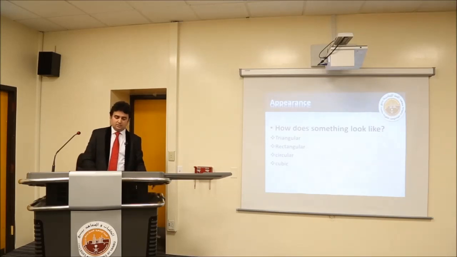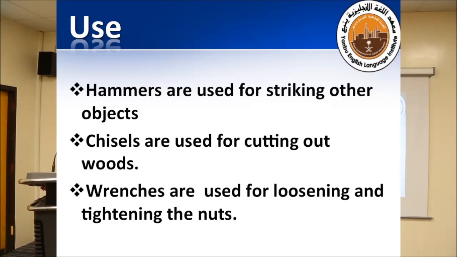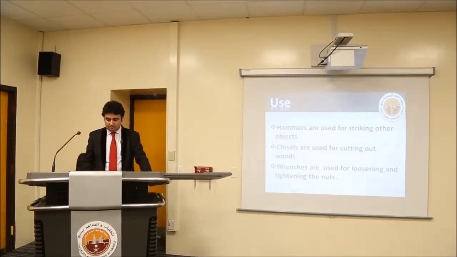And the last thing is, every product has a use. For example, chisels are used for cutting wood. Wrenches are used for loosening and tightening nuts. And hammers are used for striking other objects. So this is the learning objective of technical English. This is the second section.